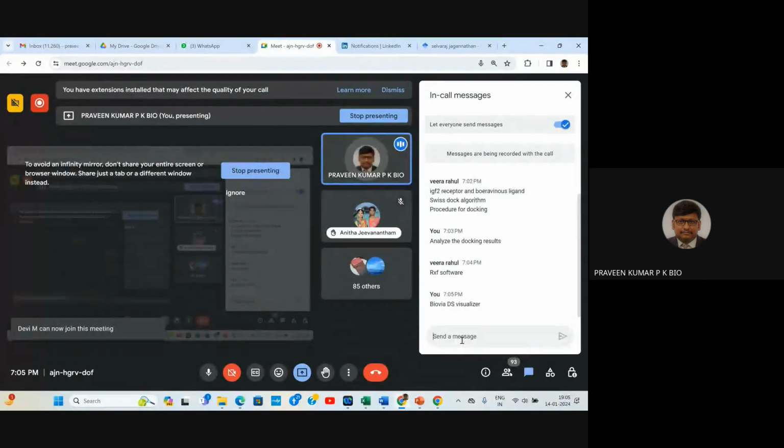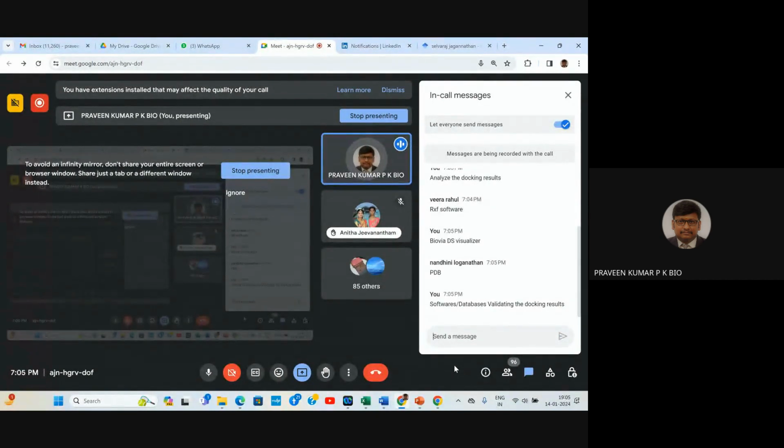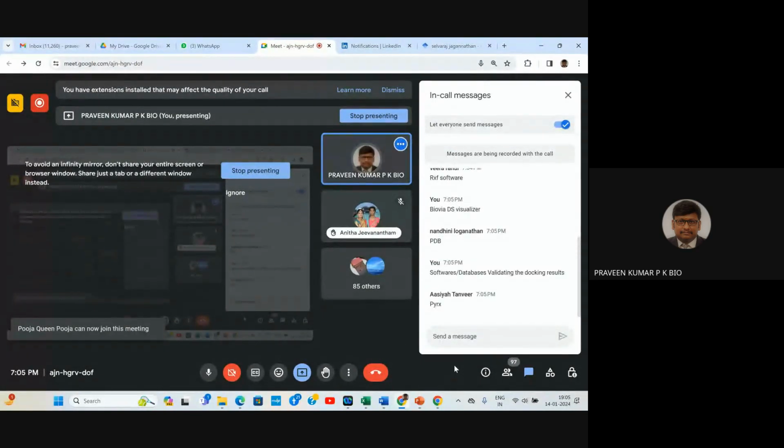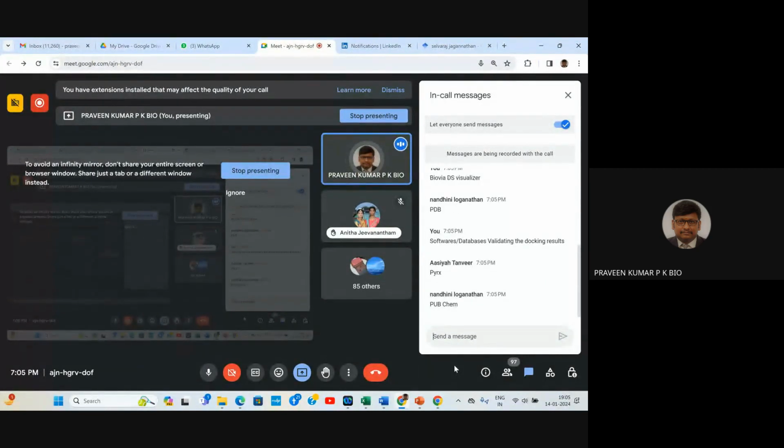And how about validating the docking results? What are the softwares or databases I've used? What are the softwares I used for validating the docking results? Softwares or databases? So my next question is, what are the softwares or databases we have used to validate the docking results? Pyrex is not exactly. Pyrex is used for virtual screening of multiple ligands with a single receptor. For validating, are we using PubChem? No, not. Then what?